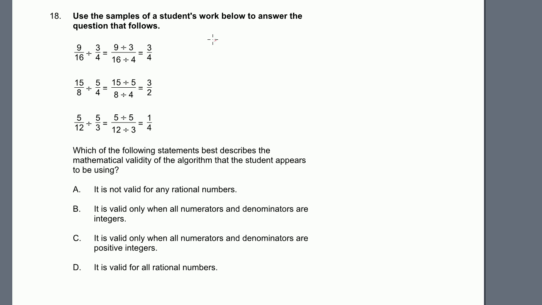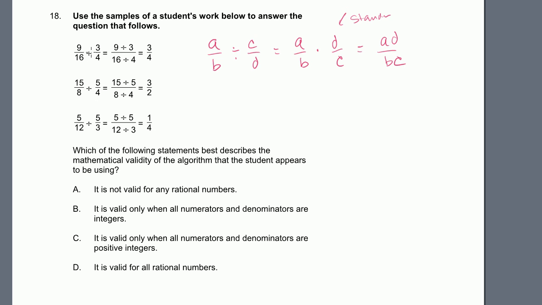The standard way, if we have a over b divided by c over d, or at least the way I learned to do it, I would say that this is equal to a over b times d over c, times the reciprocal of this. And I would have gotten that it's equal to ad over bc. This is the standard algorithm.